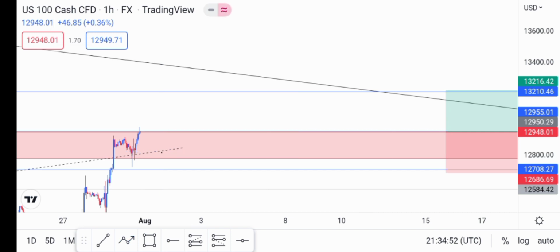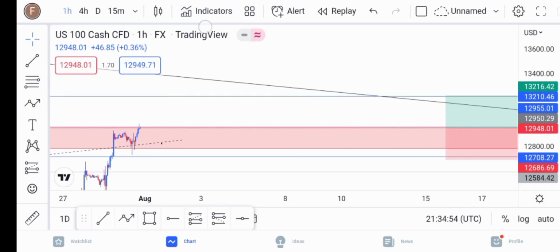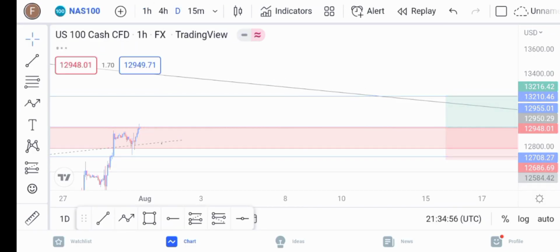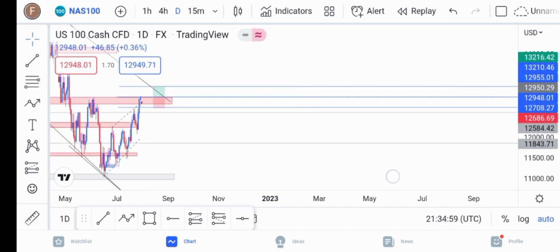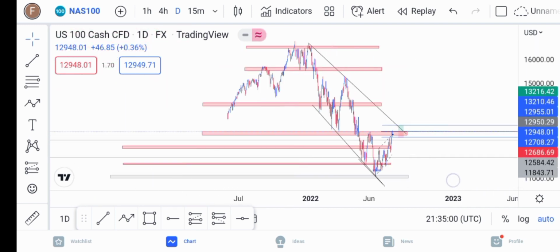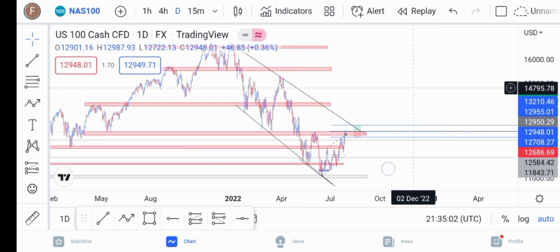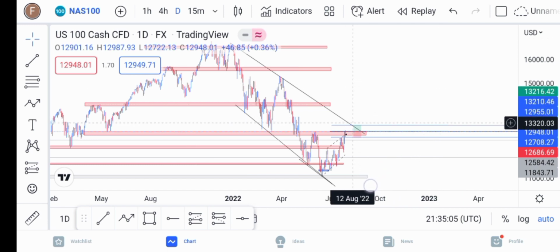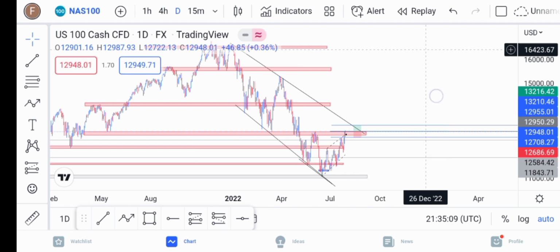But it doesn't seem like that, because from the daily time frame perspective, it seems like NAS100 should reach this area here before I decide to sell again or push to the upper side.